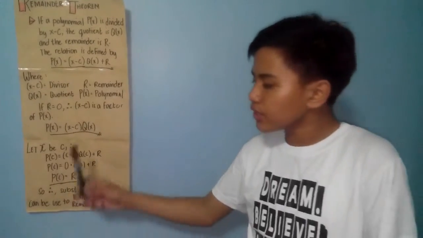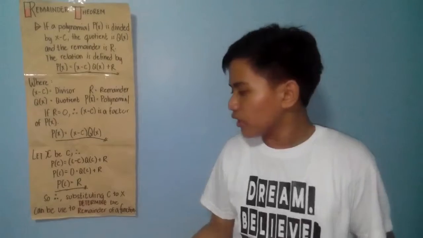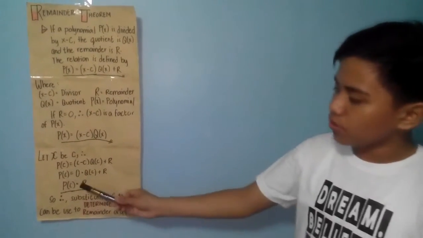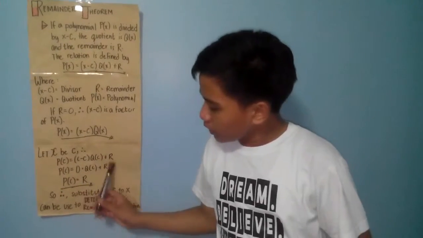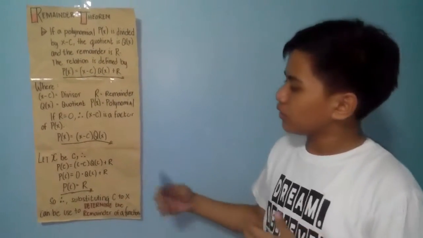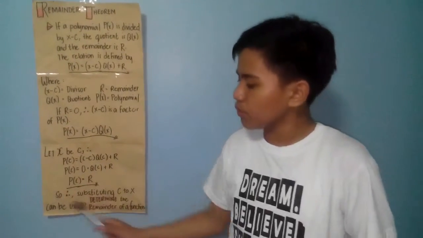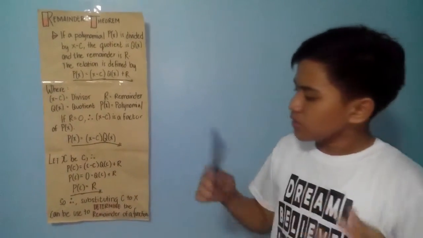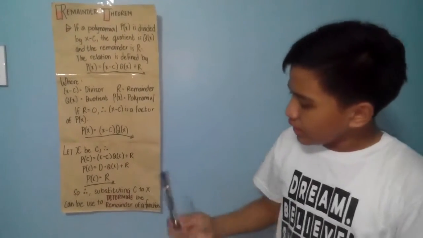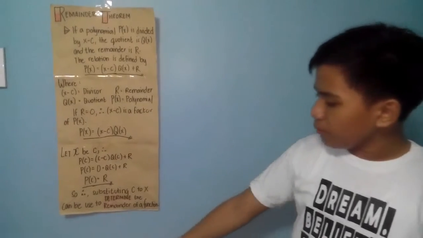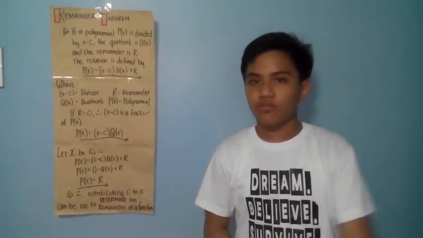And when we simplify it, any term that is multiplied by 0 will have a product of 0, so the term that remains in the equation is only r. So the final equation will be p of c is equal to r. Therefore, substituting c for x can be used to determine the remainder of a function, not only using synthetic division or long division.